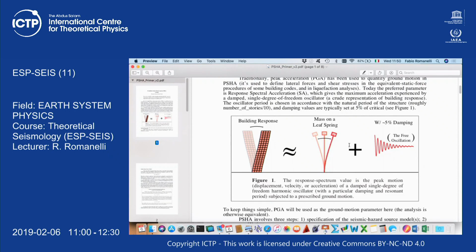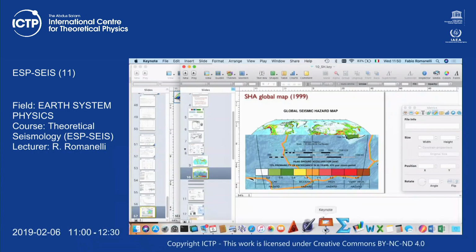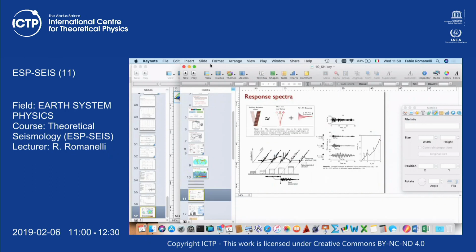For each of them, we take the maximum amplitude. We plot that with the period of that building, and we create what is called response spectra. That's why this picture here can be explained by this one.